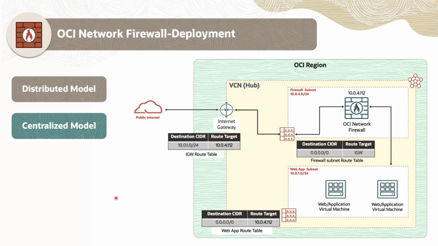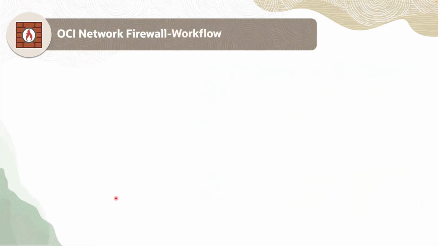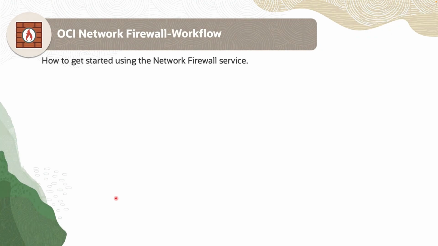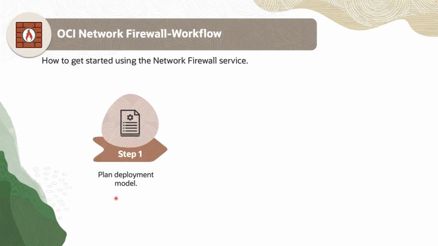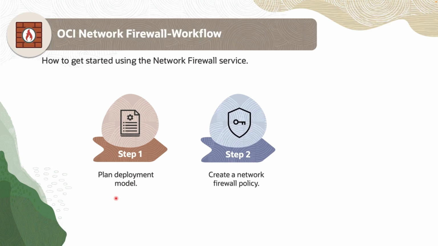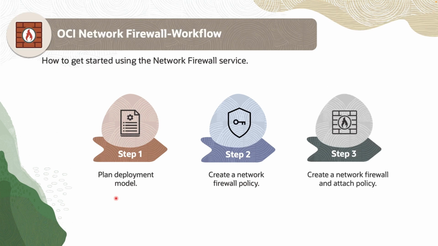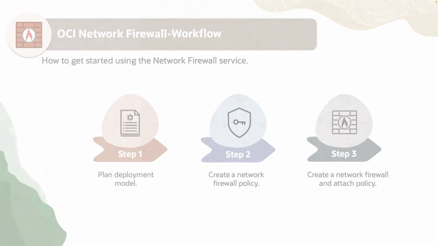Now we know the features and capabilities of the OCI network firewall. Next, we'll look at how to set up or deploy the OCI network firewall. First, plan your deployment model that will define network or traffic flow. Then create a policy that includes all the rules that control how the firewall inspects, allows, and denies network traffic. Once the policy is completed, you create a network firewall instance and attach the policy to it. So using this three-step process, we can easily deploy our network firewall and protect the resources and complete network perimeter.